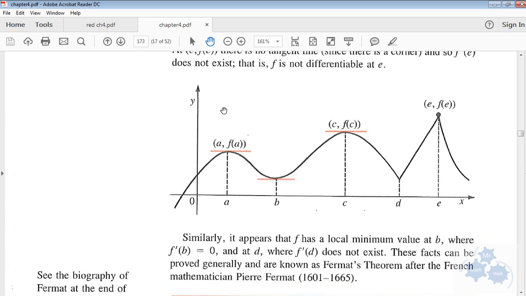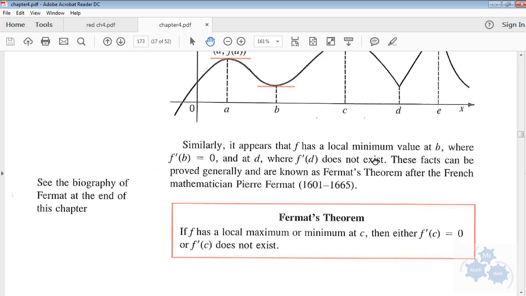But in this diagram right here, you see that at f of a, f of a is a local maximum. At b, f of b is a local minimum. Now this is a local min and this is a local max, even though the derivatives are undefined at those points. This is my point.